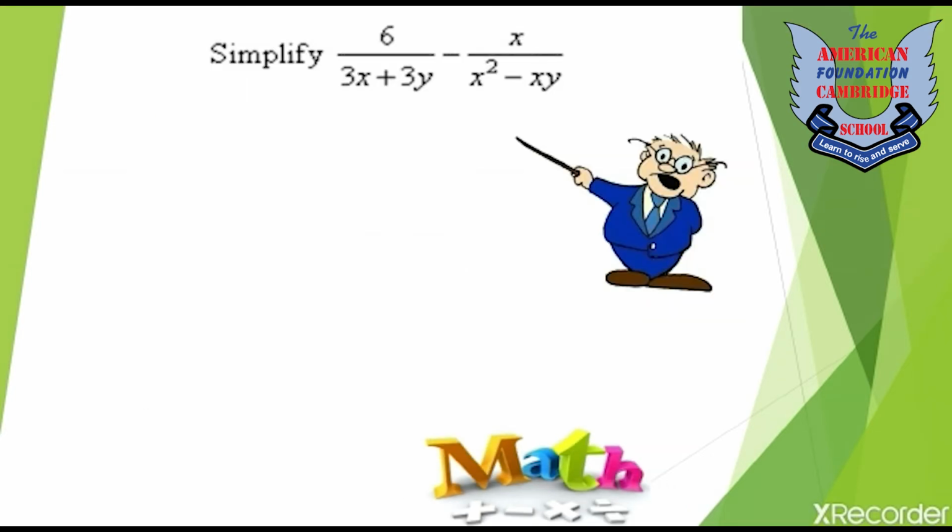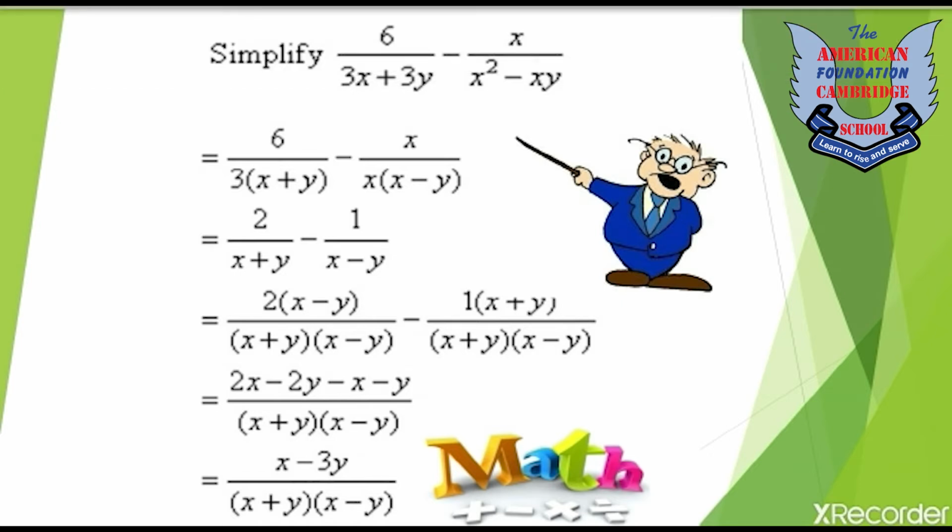Simplify 6 upon 3x plus 3y minus x upon x square minus xy. Here you can see that it is possible to factorize both the denominators. So before finding their LCM, we have to factorize them. First step, extract the common factor 3 from the first denominator and you will get x plus y in the bracket, and extract the common factor x from the second denominator and you will get x minus y in the bracket. After that, it is possible to reduce both the fractions at this point.